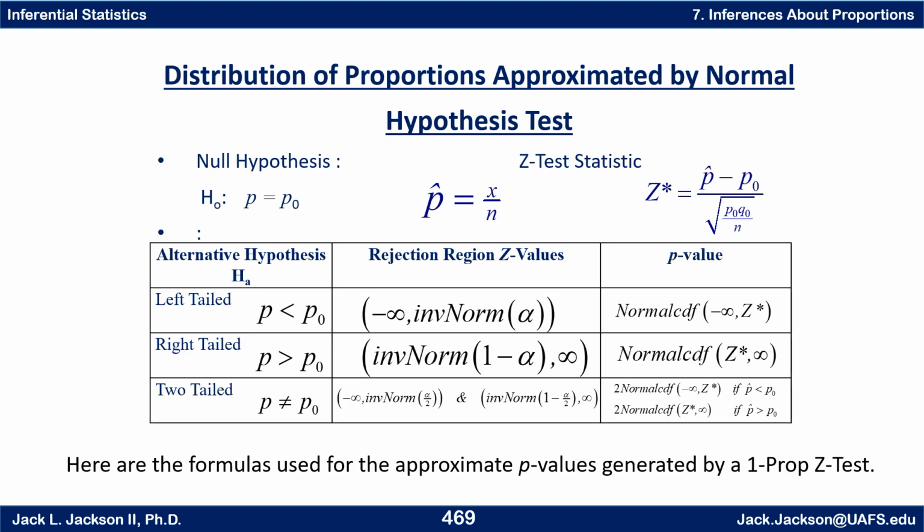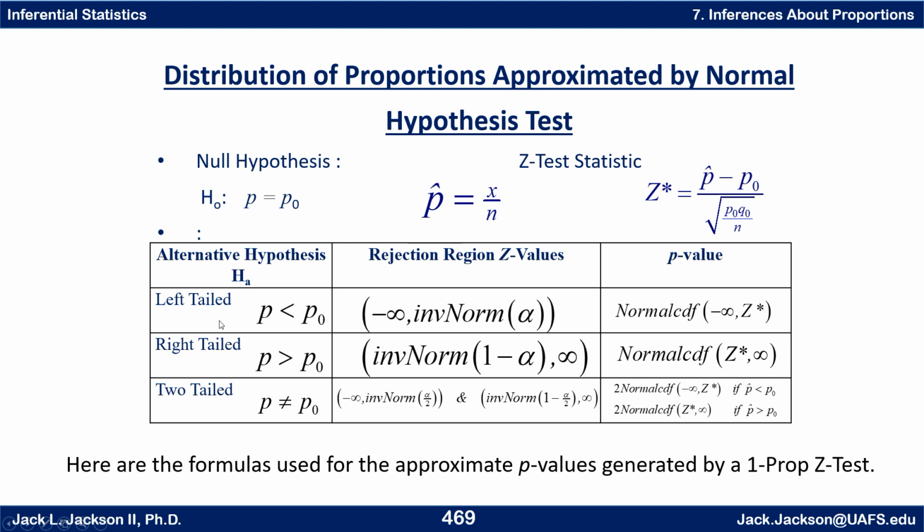And so our null hypothesis is that the true proportion is p naught, and the p hat is, we're given, that's our statistic that we find, our proportion of successes in a sample. We produce this test statistic, z star, which is p hat minus p naught divided by the square root of p naught q naught over n. And then we can produce p-values and critical values.